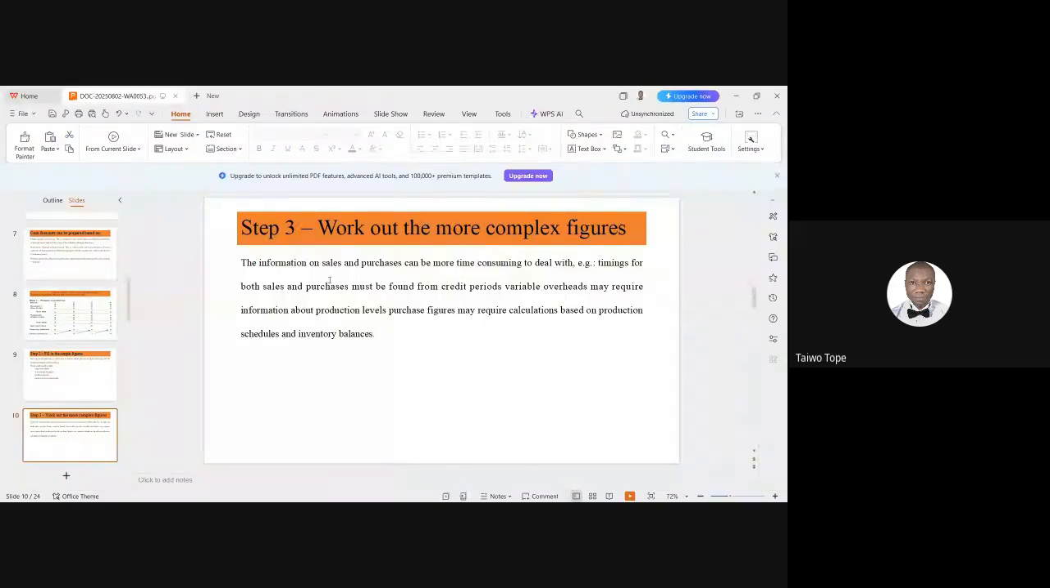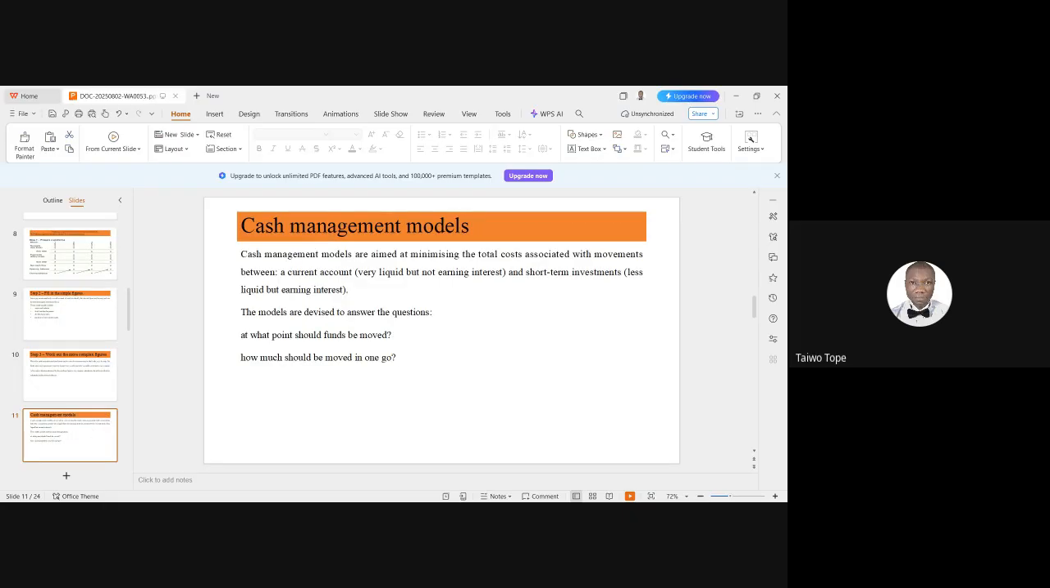So the information on sales and purchases can be more time consuming to deal with. So the timings for both sales and purchases must be found from credit periods. Variable overhead may require information about production level. Purchase figures may require calculations based on production schedules and inventory balances. So all these can form part of the additional notes in the question.